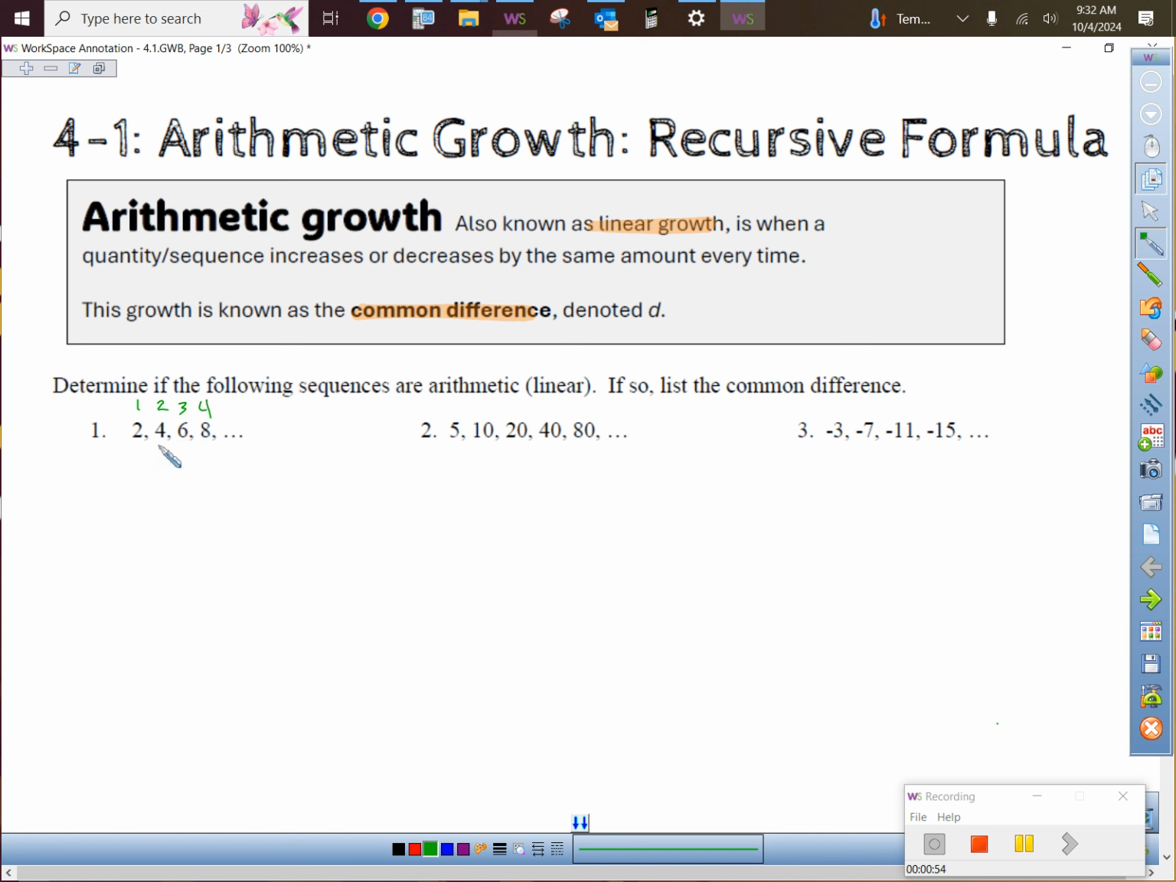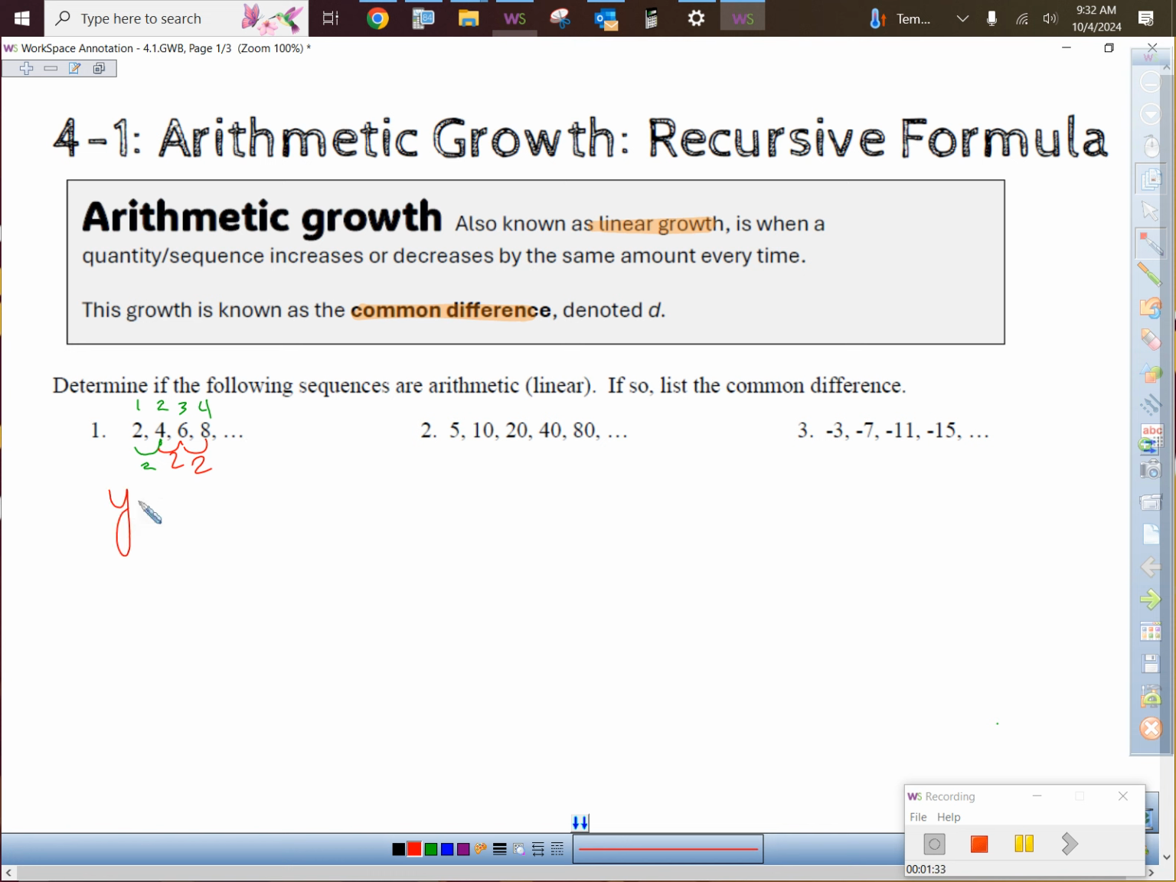The second term is 4, and the first term is 2. Subtract them from each other. What's 4 minus 2? 2. Put this little loop right here and put 2. Then we do that again between the third term and the second term. 6 minus 4. Did we get 2 again? 6 minus 4? 2. If we do that again, 8 minus 6, did we get 2 again? Do you see how in this sequence it went up by 2, up by 2, up by 2? That is arithmetic, right? It's going either up or down by the same amount.